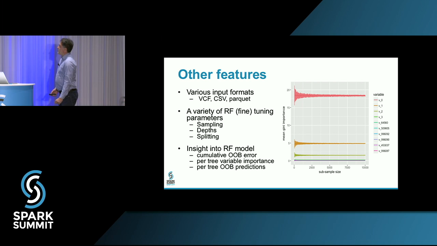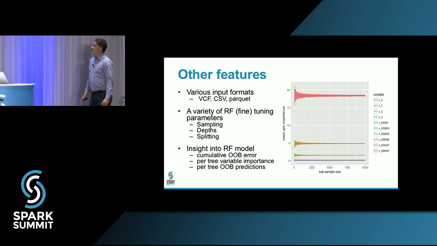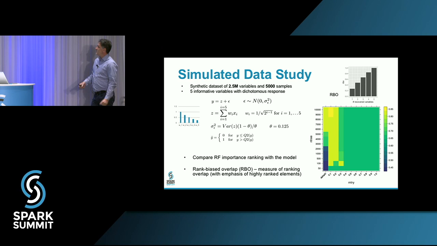OK, so now I wanted to talk about two applications, or two cases, where I tried to use this to identify some of these hidden variables. One of them was a simulated data study in which we generated an artificial data set of 2 million variables and 5,000 samples and introduced 5 informative variables into it with decreasing weights. The expectation was that if we run random forest and look at the importance, we should be able to see that the importance reflects the weights of these variables.